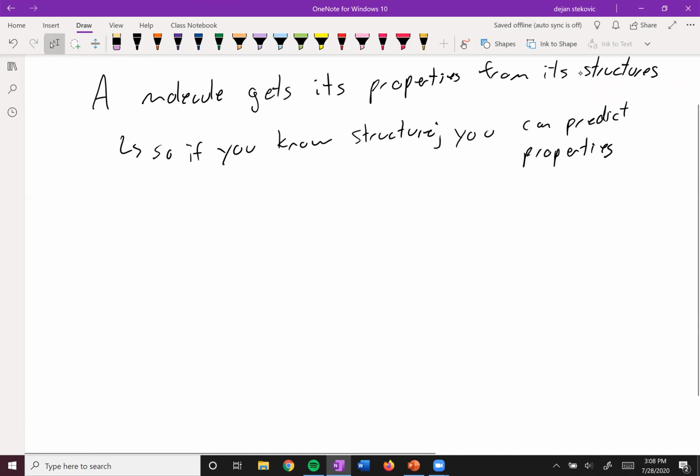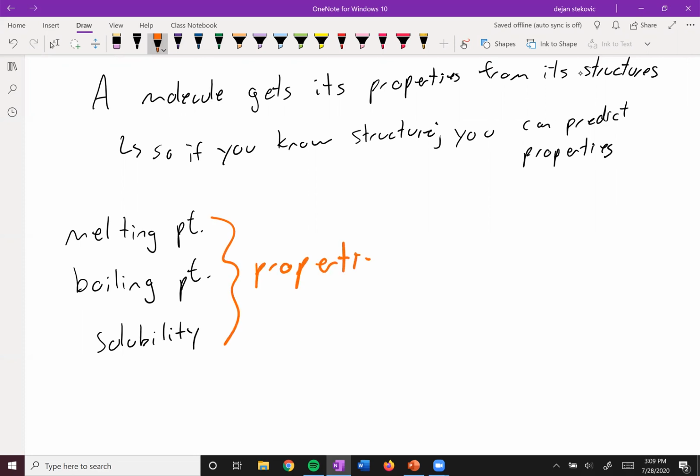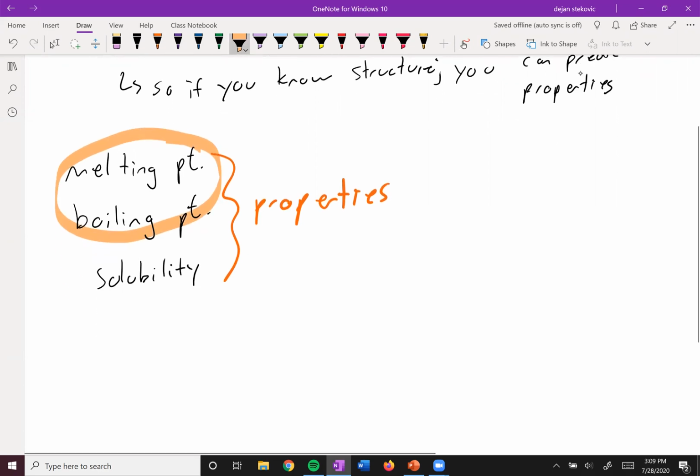And so in our case, for now, we're going to be talking about some relatively simple properties: some melting point, some boiling point, and the solubility of the compounds, right? So these are going to be the properties we're going to focus on for now. And this should be relatively similar to what you focused on in general chemistry. So let's take a look first at the melting and boiling point of compounds, right?